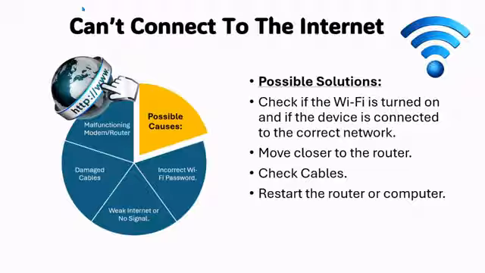Check to see if the Wi-Fi is turned on. Check your device to ensure that the Wi-Fi icon is turned on, and ensure that the device is connected to the correct network. You can move closer to the router if you're experiencing weak internet or a weak signal. You can check your cables, because it could possibly be that the cables are damaged. So you check them to ensure. And if the router or the modem is malfunctioning, you can go ahead and restart the router or restart the computer. So these are some possible solutions that you can try.